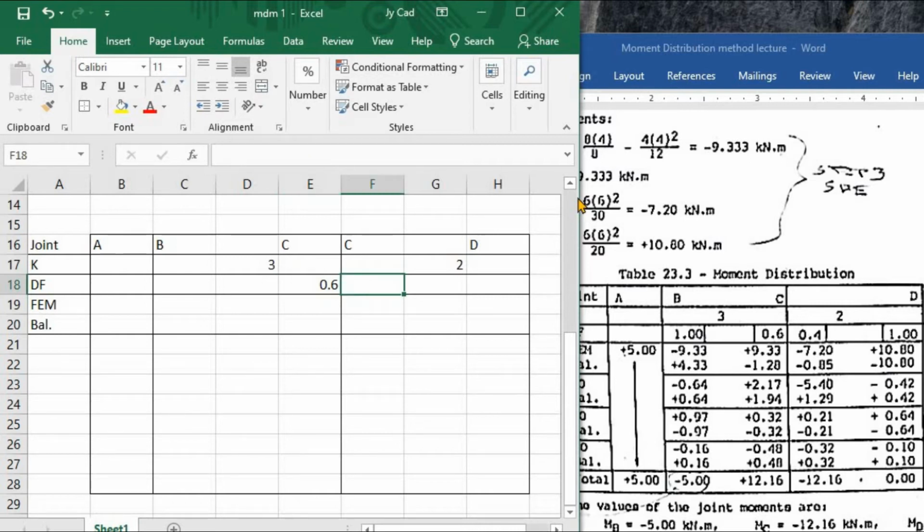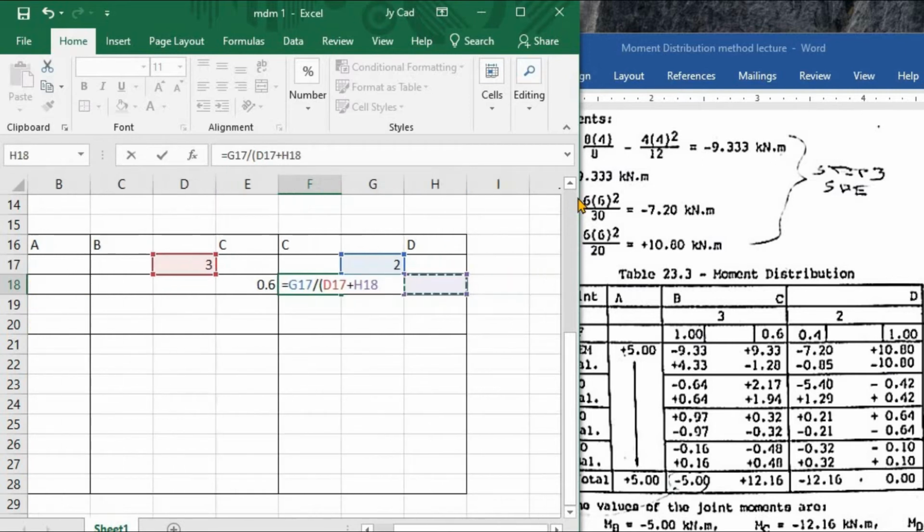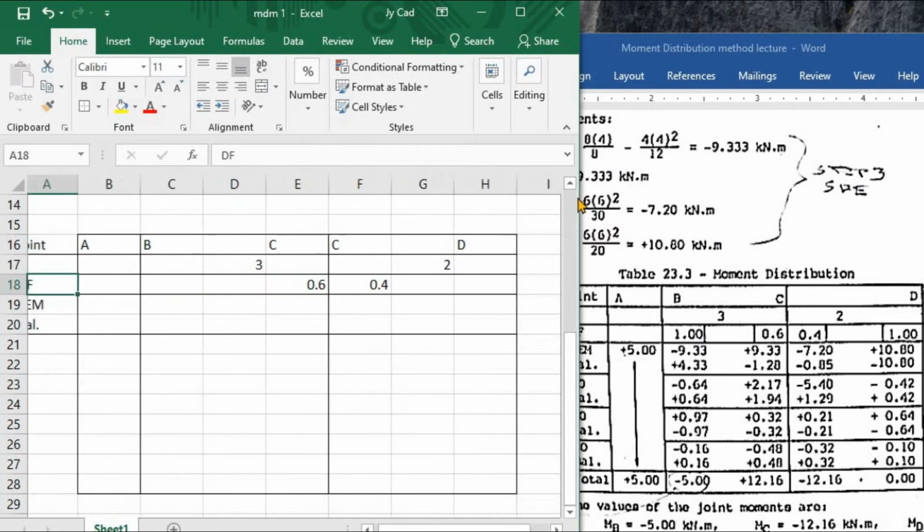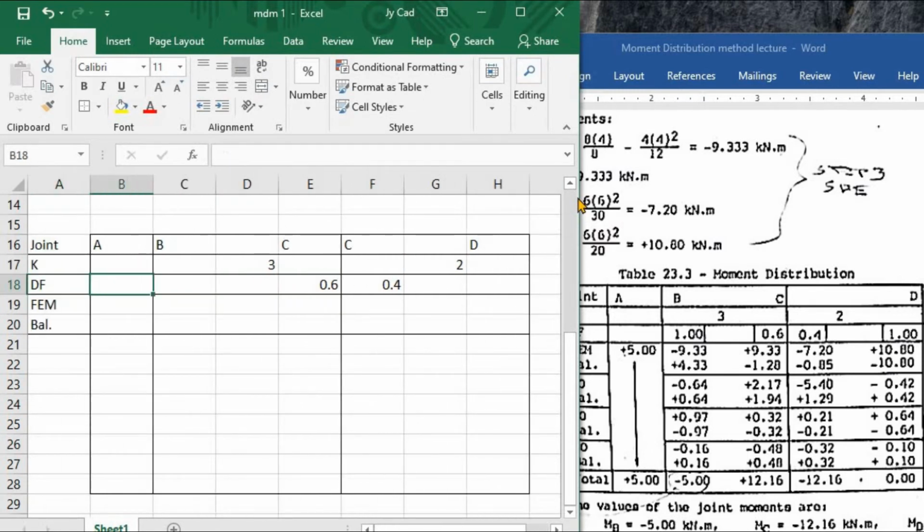And then, dito naman, 2 divided by the sum, close parenthesis. And then, dito sa B, 1 ang kanyang factor. Ganon din dito sa D. Okay? Take note, sa span with 2 supports, laging dalawa ang kanyang distribution factor.